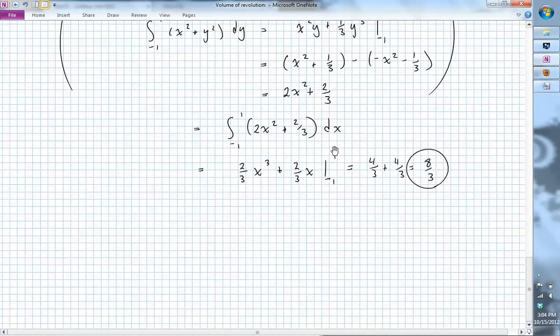All right, let's step up a little bit here and talk about non-rectangular regions of integration.